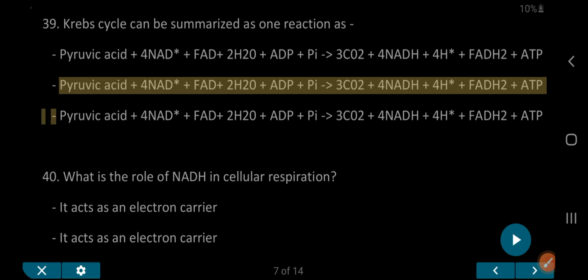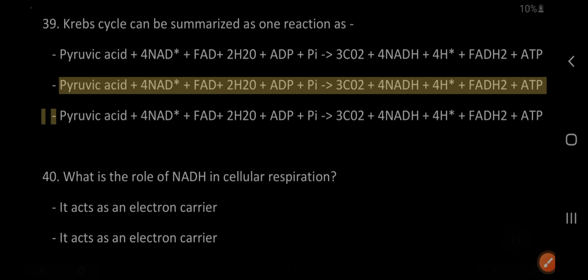Pyruvic acid plus 4 NAD+ plus FAD plus 2H2O plus ADP plus Pi gives 3CO2 plus 4 NADH plus 4H+ plus FADH2 plus ATP.